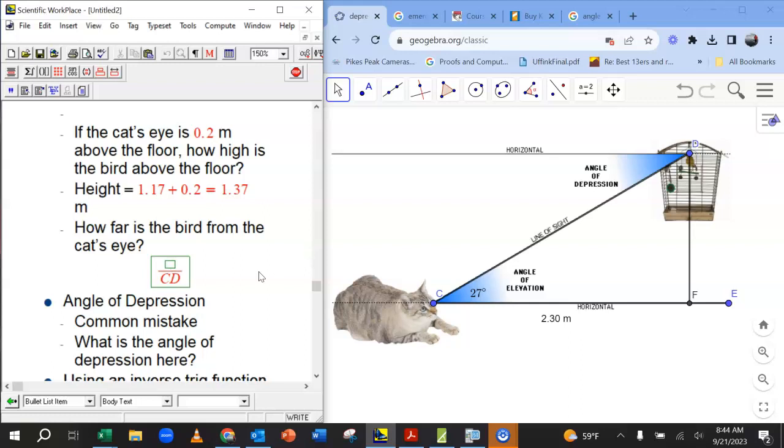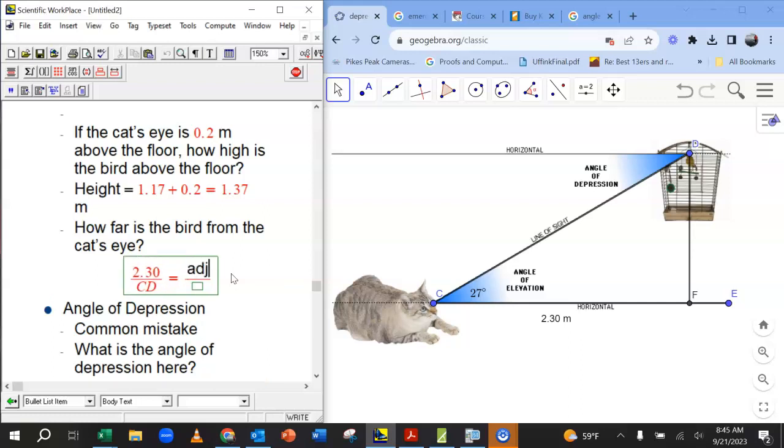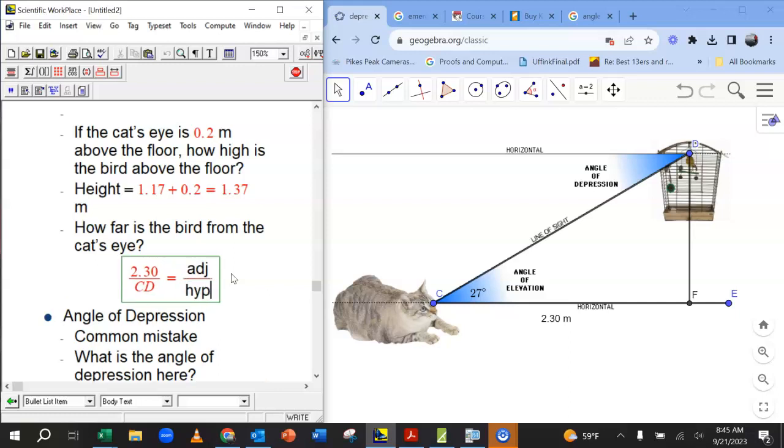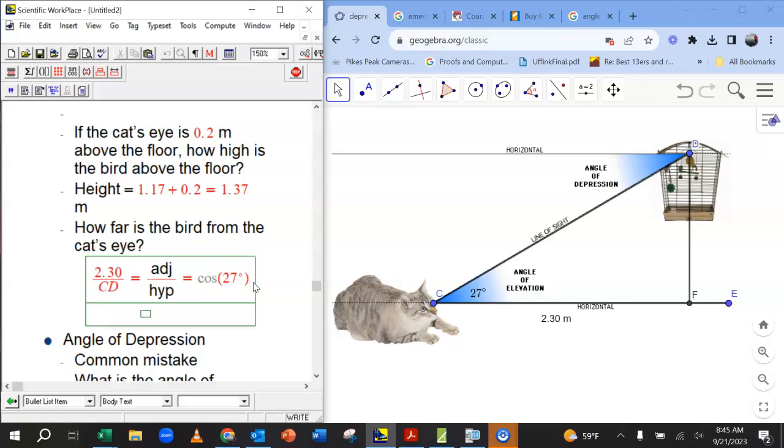But we know that one of the most common ones is adjacent over hypotenuse. That's cosine, same angle. And that's adjacent over hypotenuse. One of those is known, one of those is desired. Set up your trig ratio, and you'll be good.